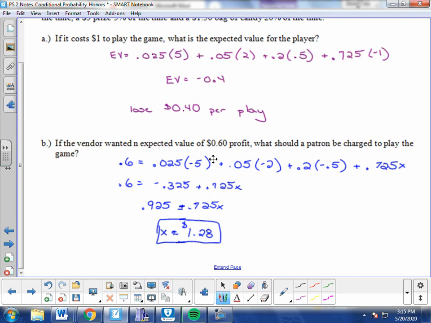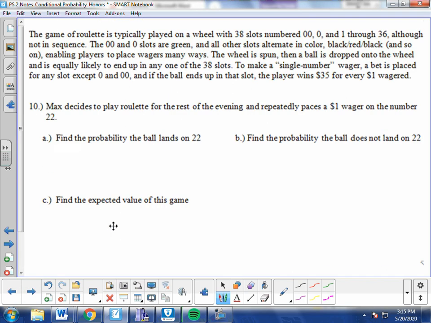Now, if we take this into context, we'd probably round that either down to $1.25 or up to $1.50. It's common that you only see dollars and quarters used in these machines, but that $1.28 charge on average would give me an expected value of increasing 60 cents every time a player plays the game. Let's go ahead and take a look at another example.